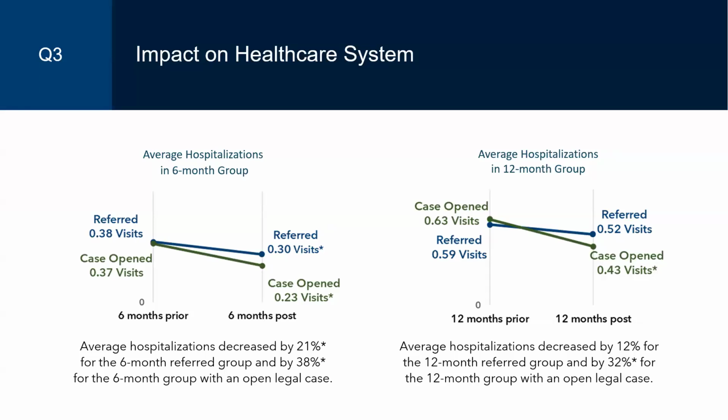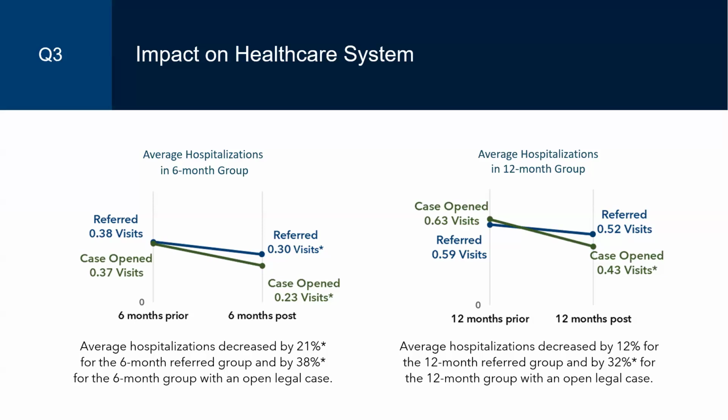We also looked at hospitalizations among participants, those who were referred and those who had a case open, in the 6 months prior and 6 months post, as well as in the 12-month time period. This was really exciting. We saw average hospitalizations decrease by 20% for the referred group in 6 months post the medical legal intervention, and that reduction was even larger, 38% among those who had a case open.